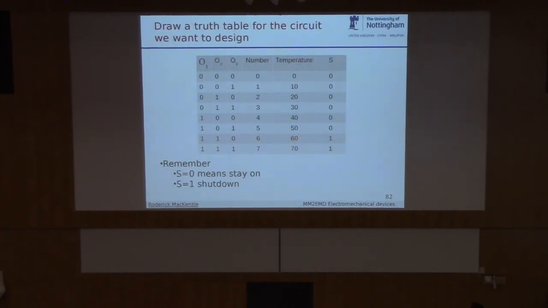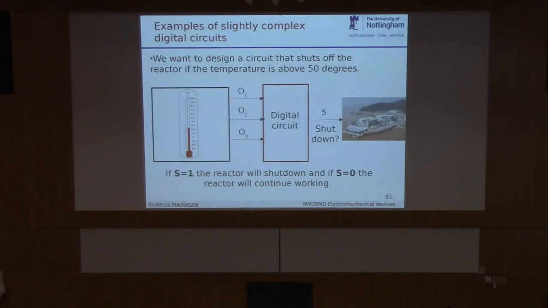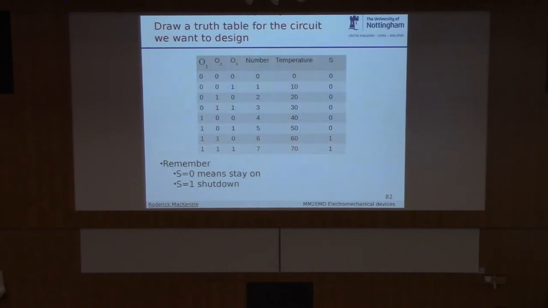So here are our special cases. And the nuclear reactor, I've said, has got this input called S, which means shut down, okay? So here's our full truth table. Here is the input from the thermometer in binary, so 0, 1, 2, 3, 4, 5, 6, 7. And here's the output we want our circuit to give us.